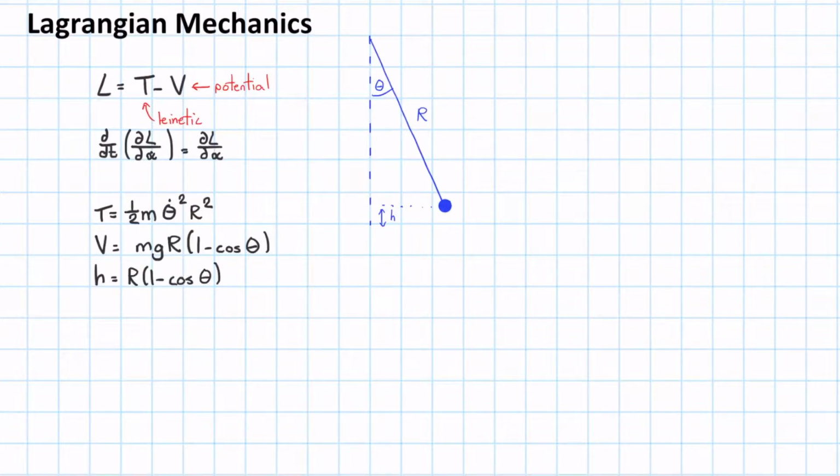Since the potential energy is just mgh, we can then say that the potential energy is mgr times 1 minus cos theta. And now this variable h is redundant because we have it in terms of cos theta, so we can go ahead and rub that out. Now, time to write down the Lagrangian in full. L equals half m theta dot squared r squared minus mgr times 1 minus cos theta.